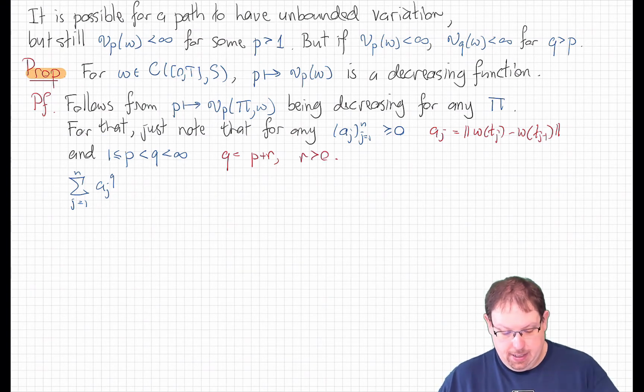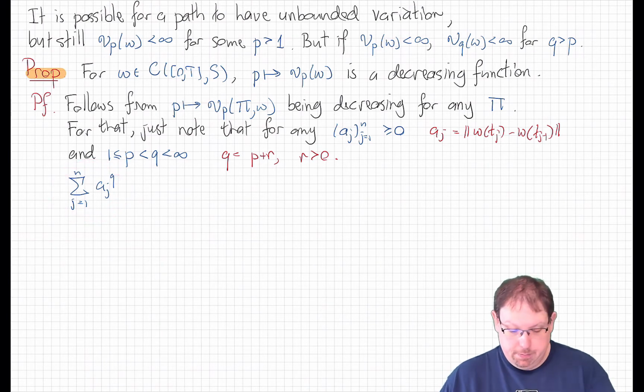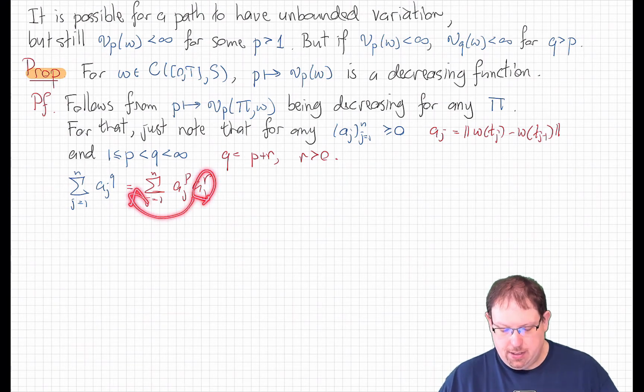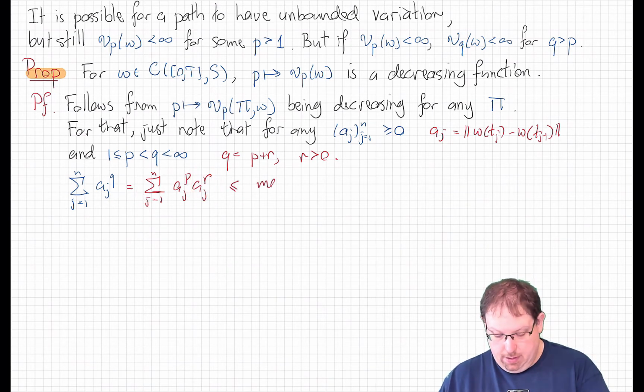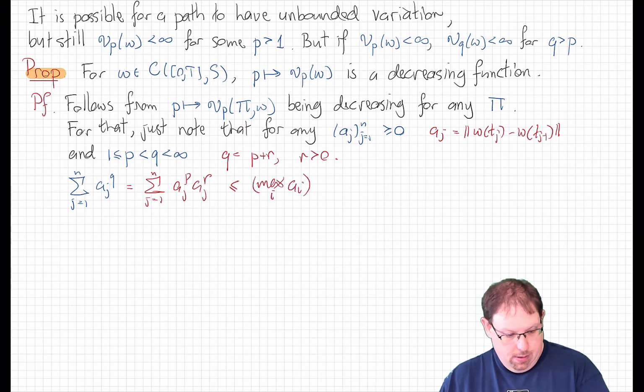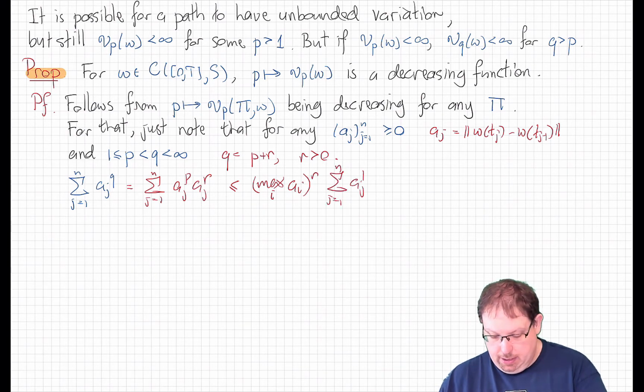And now if I take the lq norm to the qth power of that vector of a's, well, I can write that as the sum of aj to the p times aj to the r. And now what I'm going to do is take that aj to the r outside the sum. Of course, I can't do that because it's indexed by j, but what I can do is take the maximum outside the sum. So this is less than or equal to the maximum over all i, those finitely many i, of ai to the r, times the sum of just aj to the p.